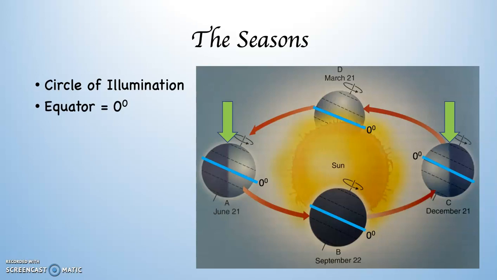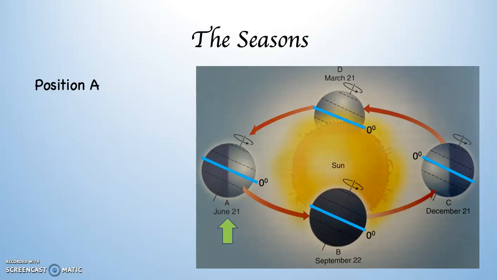I just put the equator on there. Can you see the equator? There's a lot of lines on these diagrams. I want to make sure that you can see where the equator is. 0 degrees, splitting the Earth into two equal halves, the northern and southern hemispheres.